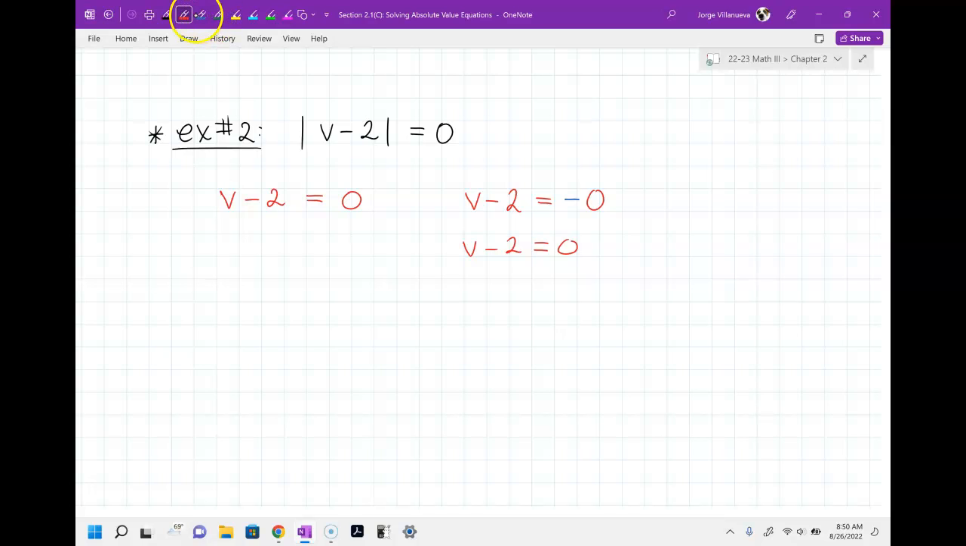So let's go ahead and solve the one on the left here. I'm going to add 2. And I get my answer. V equals 2. And that's it. I'm done. If the equation on the right side would have looked different, then I would solve for that one, and that would give me my second answer. Okay? But there are no 2 answers, because even if I went through and solved this one, I still get the same answer, right? So there's no two solutions, just one.